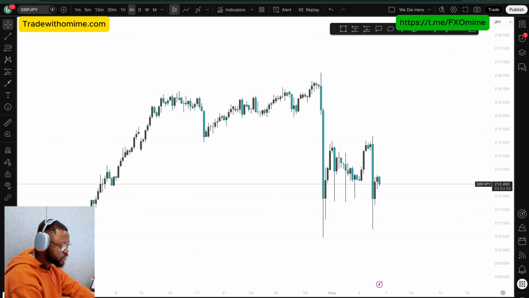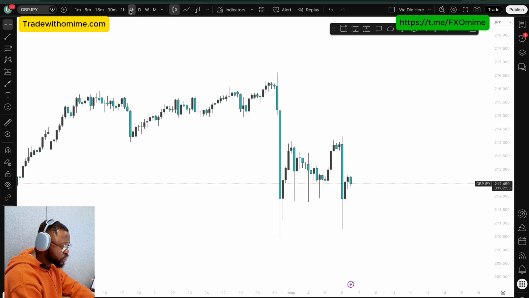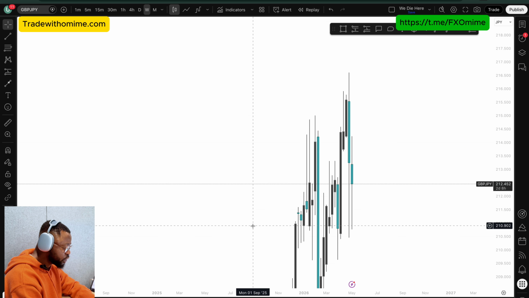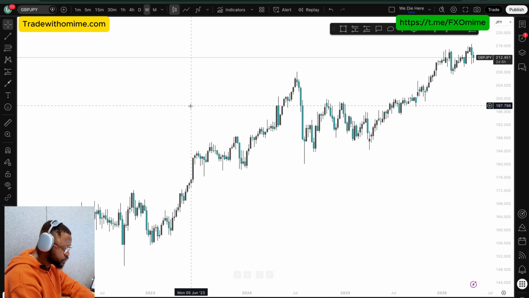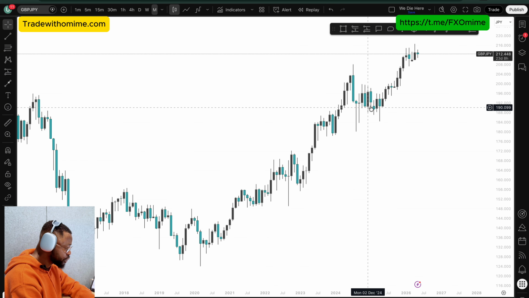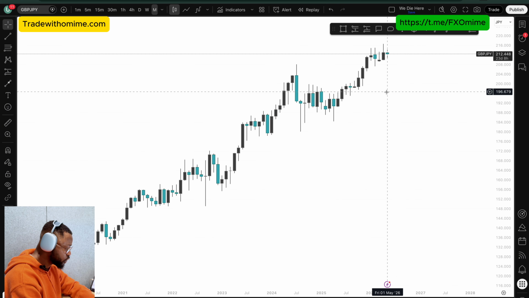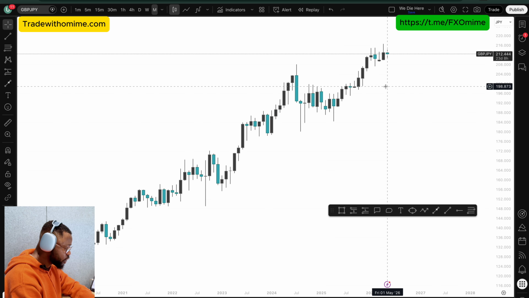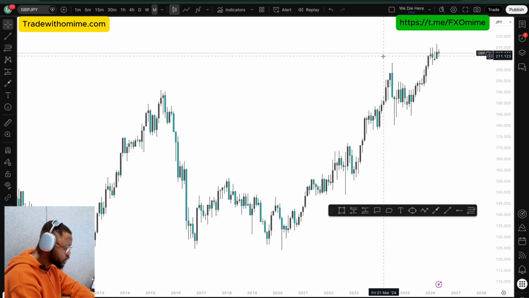Okay, while that is loading, let's come to here. If we go to the weekly time frame on GBPJPY, let's do the monthly time frame. The last month, this is the candle that closed for the whole month. So we have a rejection candle, the whole month closed this way.